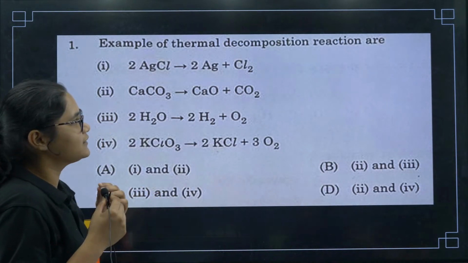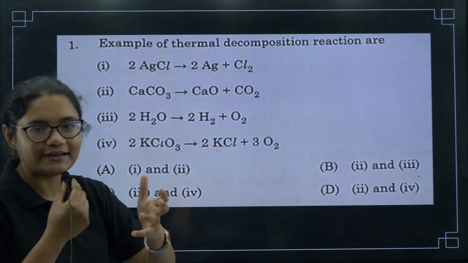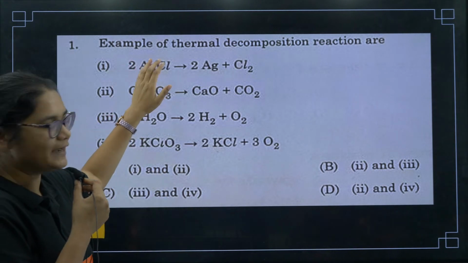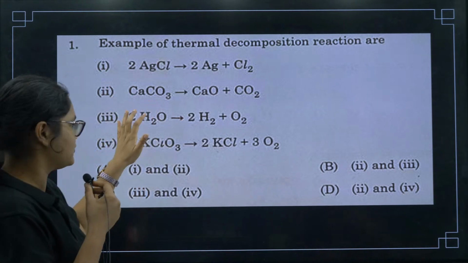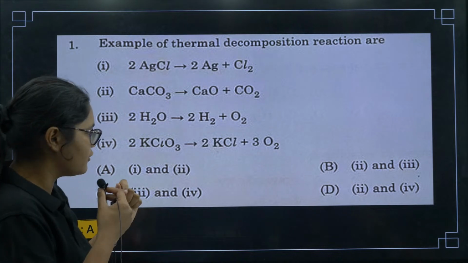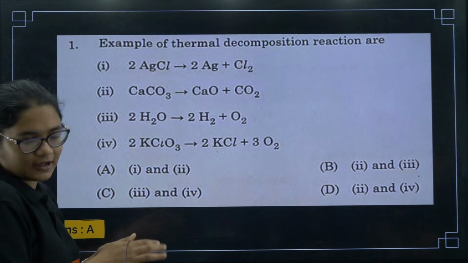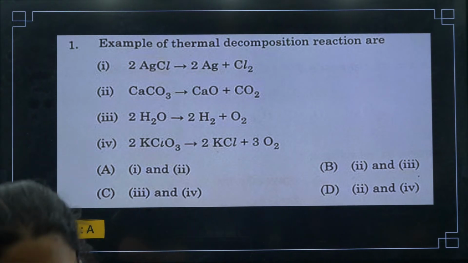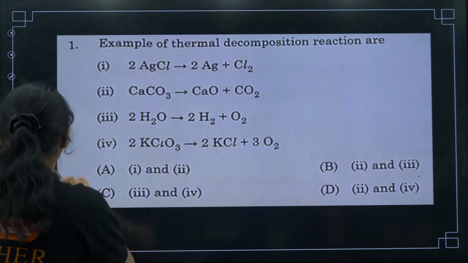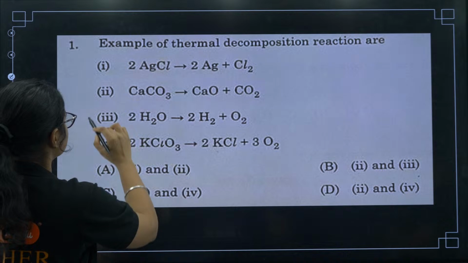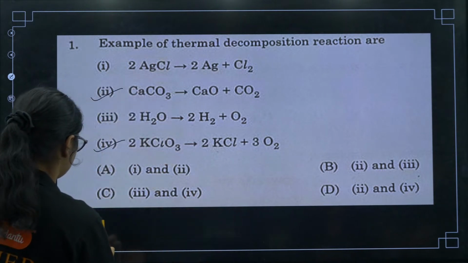Example of the thermal decomposition reaction. You know thermal decomposition is where we have to use heat to decompose. The first one is photolytic, so one will not be the answer. Then the third one is electrolytic, so that is also not there. So 2 and 4. Your first question answer will be option number D. So the answer will be option 2 and 4, which is option number D.